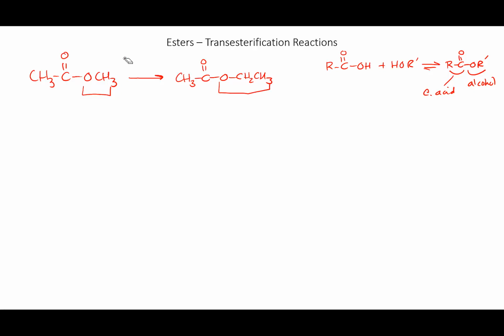So all I'm going to do is this. I'm going to react that with ethanol. I'm going to need acid as my catalyst, and I'm going to need excess alcohol to make this reaction go. Okay. So what would happen here?